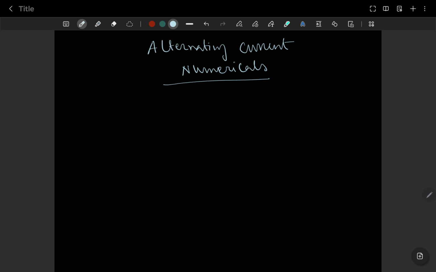Okay, so let us do the alternating current numericals. See in the PDF provided, the first problem, number 1: a resistor of resistance 100 ohm is connected to an AC source.